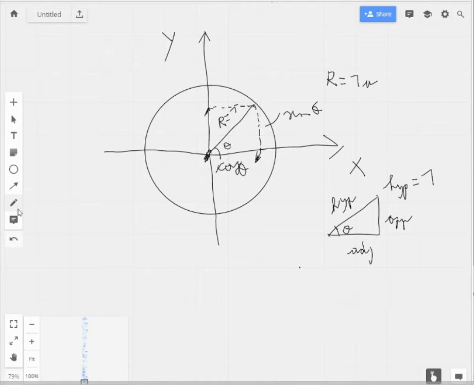So we can also see how the sine and cosine change as we move this radius over the circle. Let's look at a few examples.